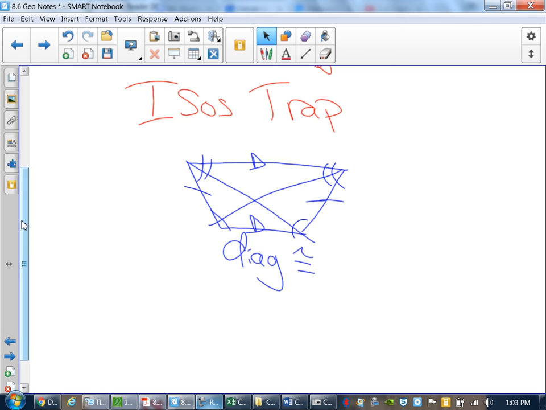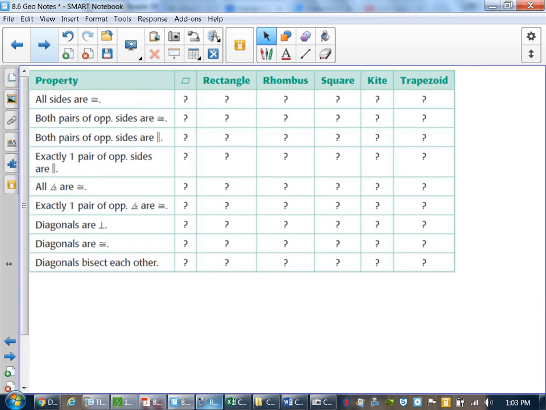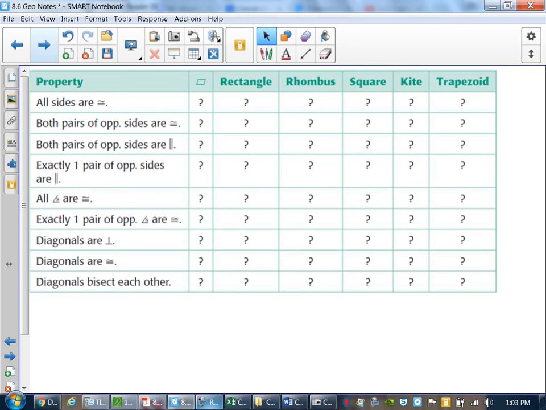So let's do this. Let's figure out this handy dandy chart. Which means I don't want you to write this down because I have it on a piece of paper for you. So if you give me a second, I will pass that out.